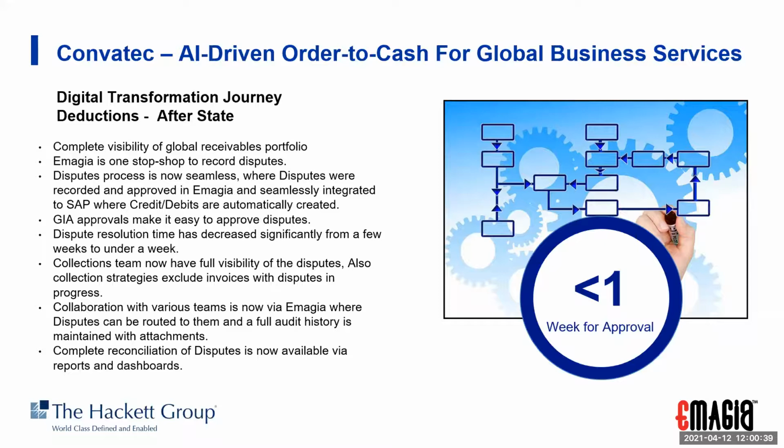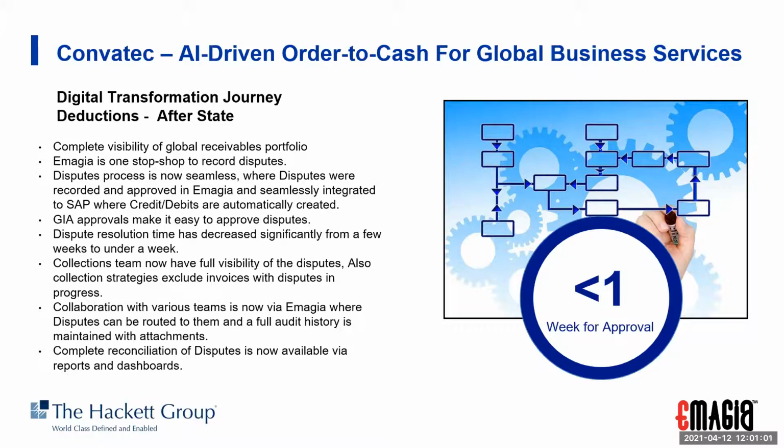And it's one place where you can see the entire journey of the dispute from its beginning to the end, whether it's rejected or whether it's approved, and then it turns into a credit. Another achievement is Imagia is integrated into SAP, where if a dispute is approved, it goes and directly creates a credit in SAP.